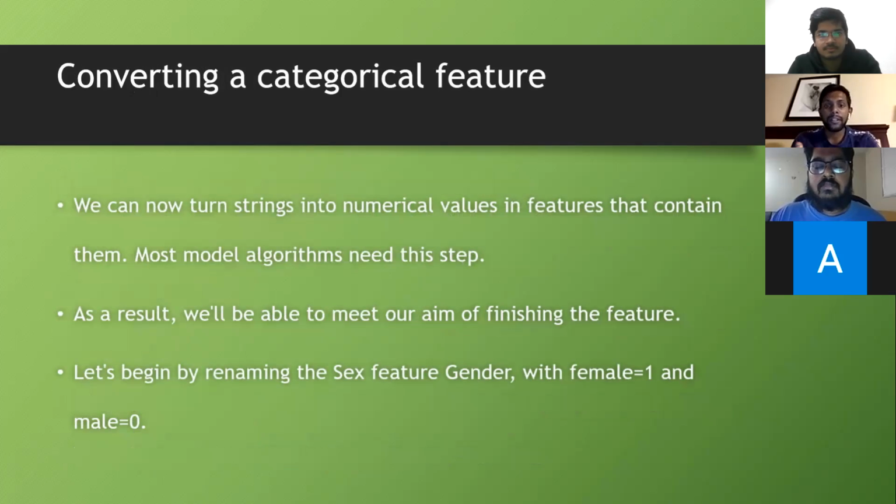Now I'm converting a categorical feature. As a result, we'll be able to meet our aim of completing the feature. We can now turn strings into numerical values in features that contain them. Most model algorithms need this step. In this, we have taken female as 1 and male as 0. Now I'm handing over to one of my colleagues, Mahesh.